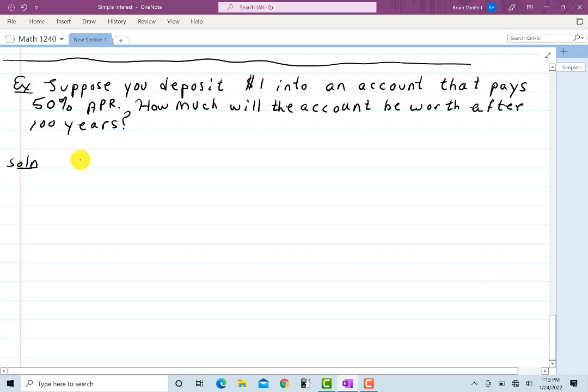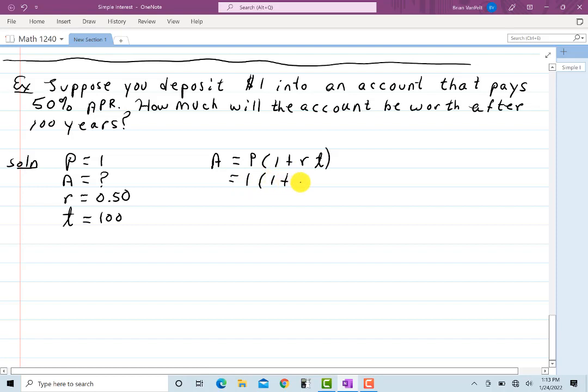So let's see what we have. The principal is $1. The account value is the thing we're trying to figure out. The rate is 0.50. Time is, once again, 100. So our amount is P times 1 plus RT, which is 1 times 1 plus 0.5 times 100. That equals 1 times 51, which equals 51. So we'll have a total of $51 after 100 years.